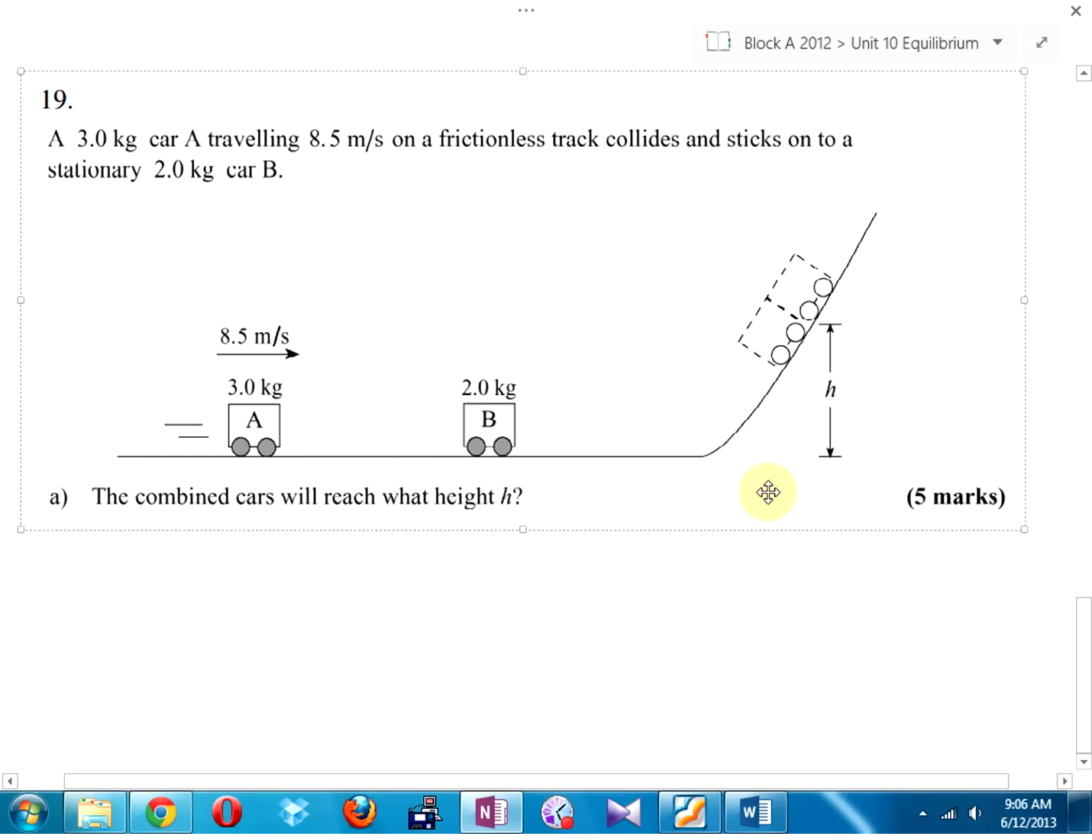A 3-kilogram car traveling 8.5 meters per second on a frictionless track collides and sticks to a stationary car. The combined cars will reach what height, h? Is there a collision? That's a job for momentum. Is there a change in height? That's a job for energy.